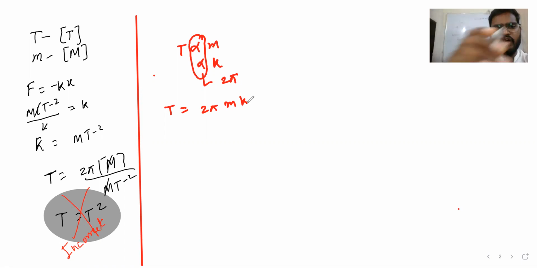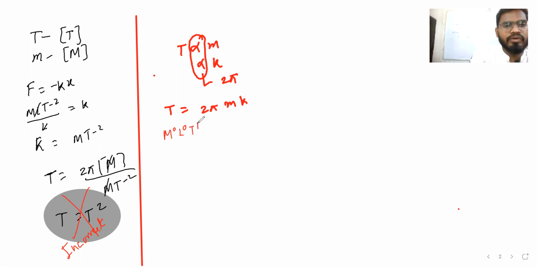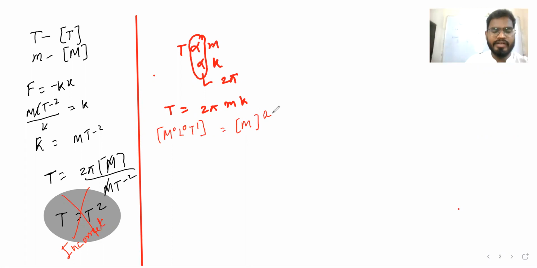Now the dimensional formula of time period is going to be M to the power 0, L to the power 0, T to the power 1. 2 pi is anyway a constant with no dimension. Let's consider mass to the power a. K we found is MT to the power minus 2.